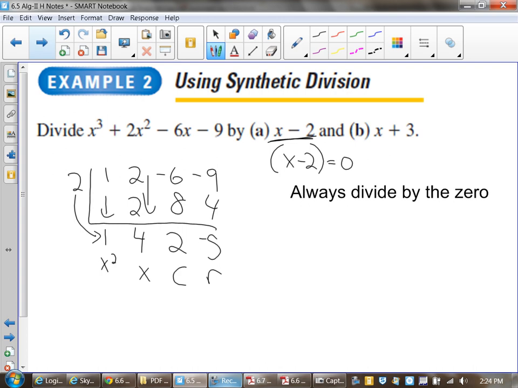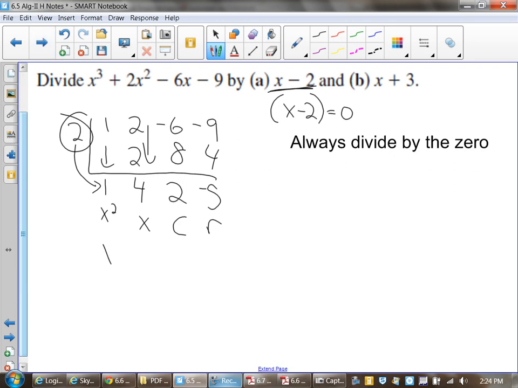So as you're going through this now, when I divided all this by x minus 2, I used the 0 of it. It now gives me an answer of x squared plus 4x plus 2 minus 5 over x minus 2. Because I always put that as the fractional amount. Whatever is the term you're trying to divide by, that's what goes in the bottom of the fraction.